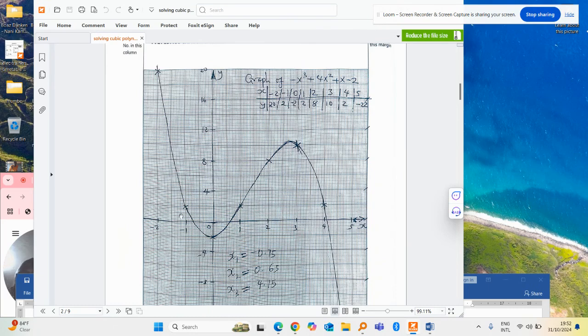So from the graph, we can see that the value of x1 is approximately 0.75, as you can do the counting here. Then the second value of x is 0.65. The third value is 4.15, as you can see. So that gives us the answer for that.